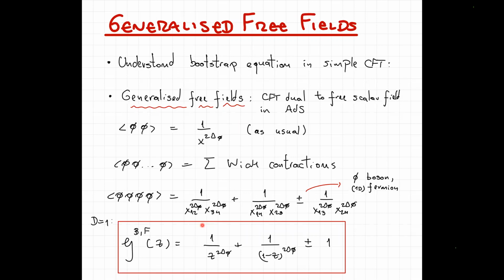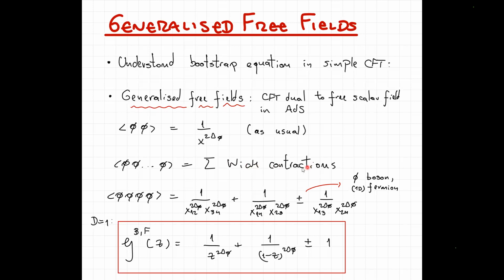So perhaps one way of understanding this bootstrap equation a bit is just to look at a simple solution, and let's try to understand how that solution works. The solution that we consider corresponds to a special CFT called generalized free theory, or the theory of generalized free fields. If you want, you can think that this is the CFT which is dual to a free scalar field in AdS. If you don't want to think about holography, you don't have to. This is simply the CFT whose correlators are defined as follows. The two-point function is just 1 over x to the 2 delta phi, as usual for any CFT. But then the non-trivial statement is that arbitrary correlators can be just expanded in terms of two-point functions, in terms of Wick contractions.